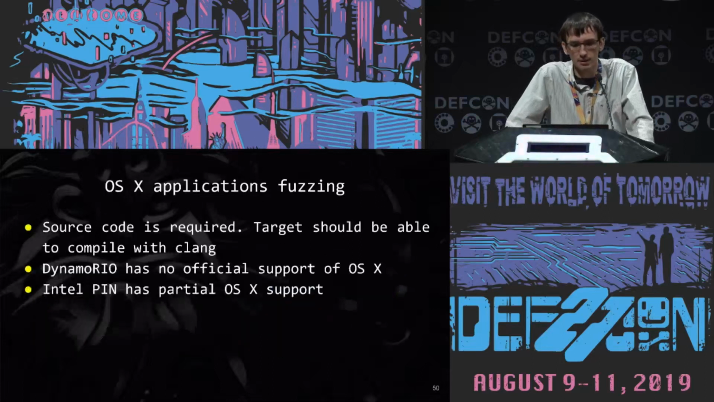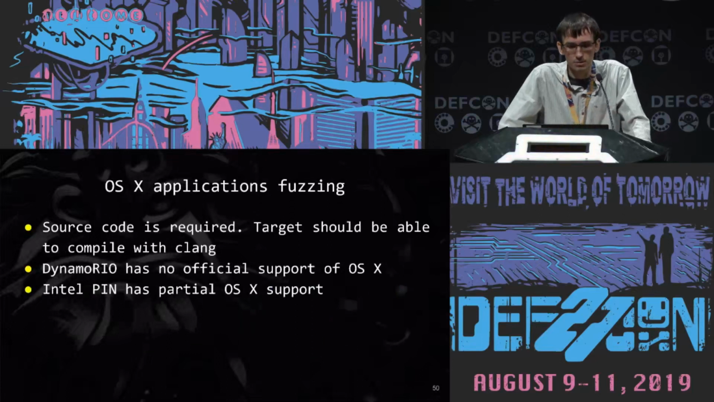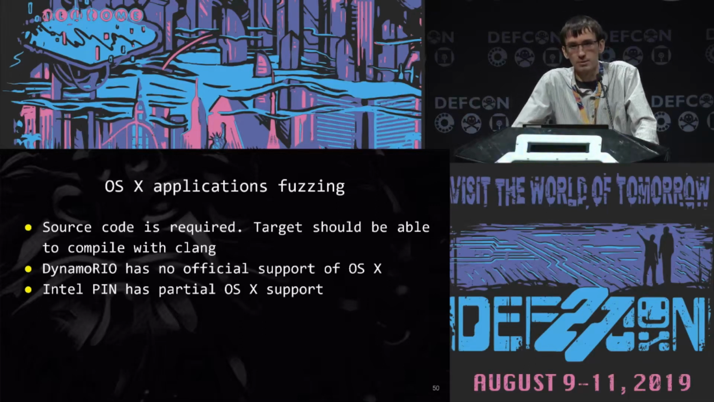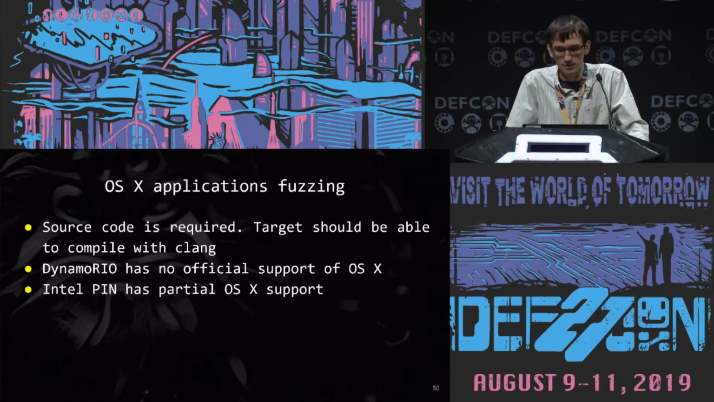On OS X, we have even fewer tools that we can use to fuzz userland applications. Basically, we can try to compile our targets with Clang and use libFuzzer if we have source code. If not, there is actually nothing that can perform coverage-guided fuzzing for you. Well, at least I don't know about it.